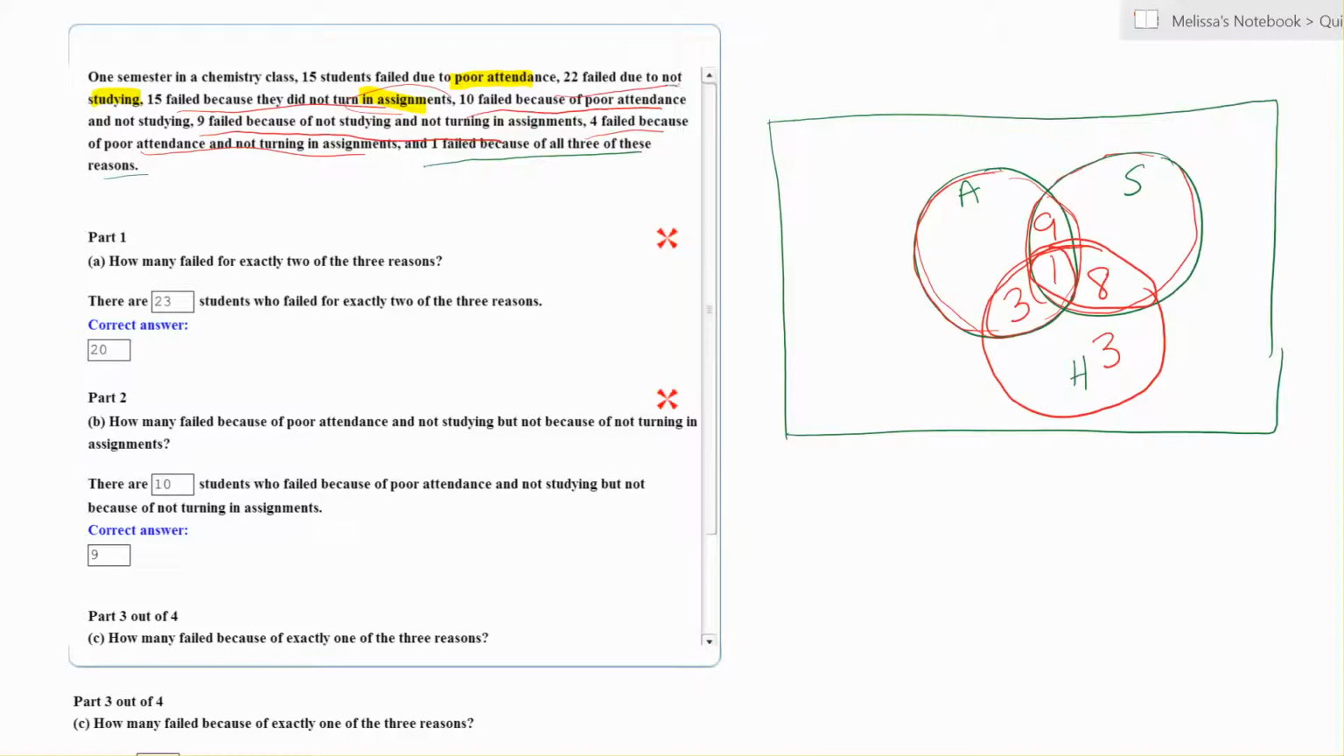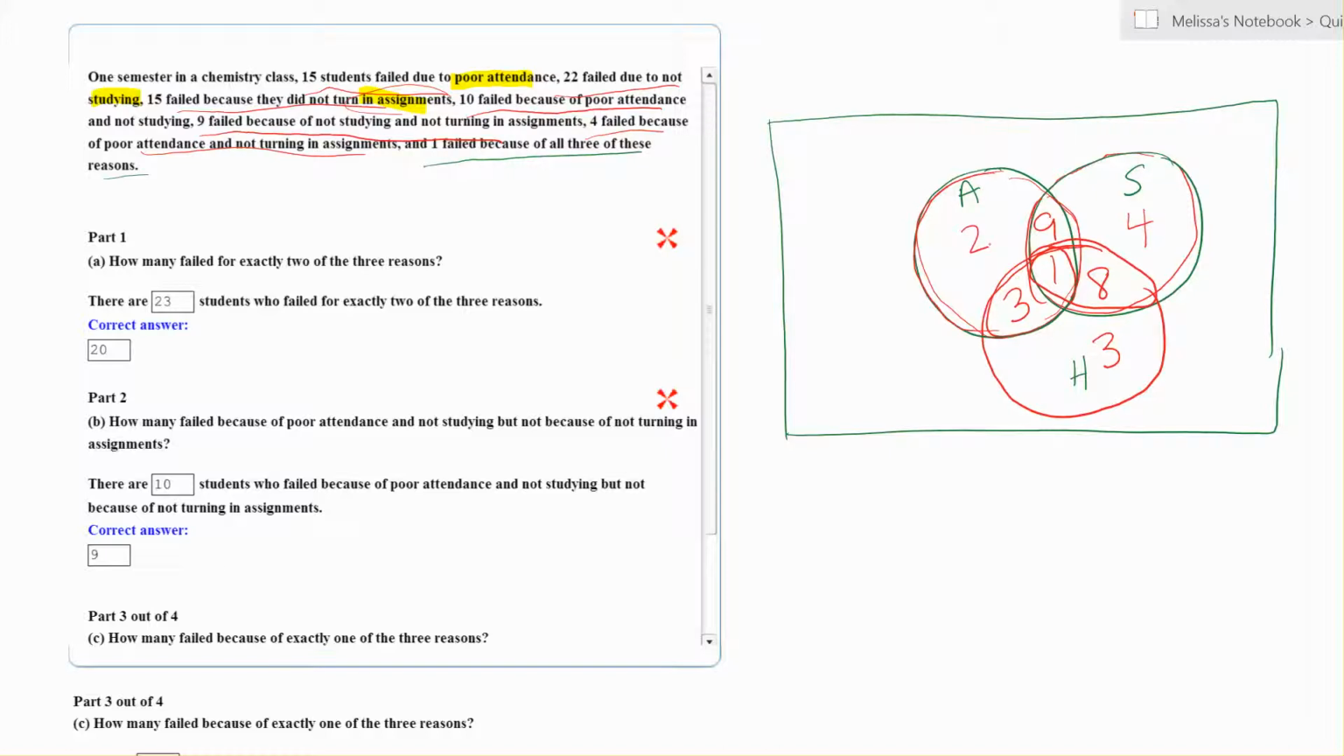22 failed due to not studying. So the entire S circle must add up to 22. And right now I have 9, 1, and 8. So that's 18. So 4 more would go there. And then finally, 15 students failed due to poor attendance. So in the A circle, I have 9, 1, and 3, which is 13. So 2 more go in this region.